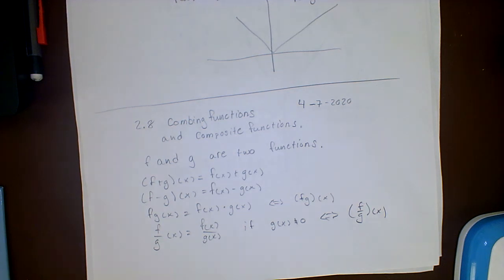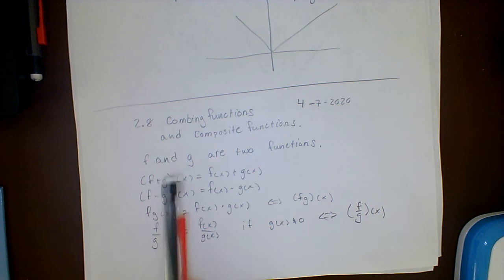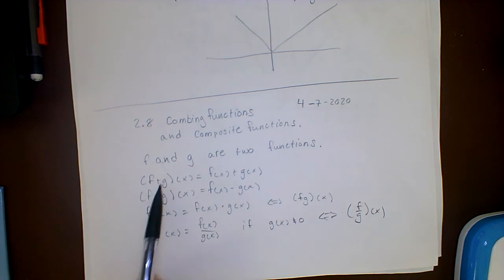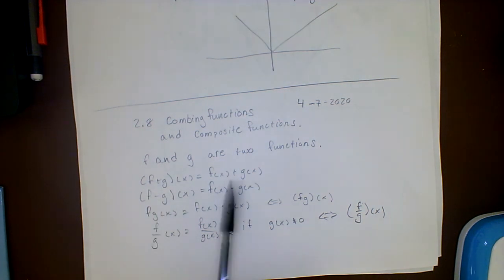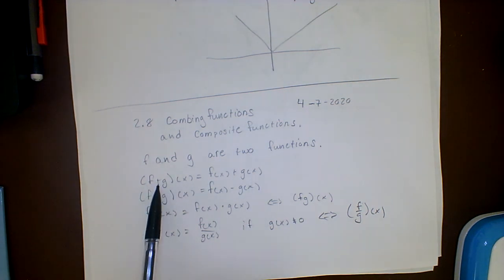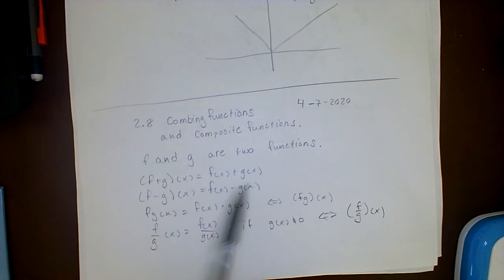So this new function f plus g and these new functions, these are each one function, but it's pretty straightforward that if you're adding, you just add the two functions, subtracting, you subtract them. Multiplication is multiplication, and then division is division. Okay, so let's do some examples.